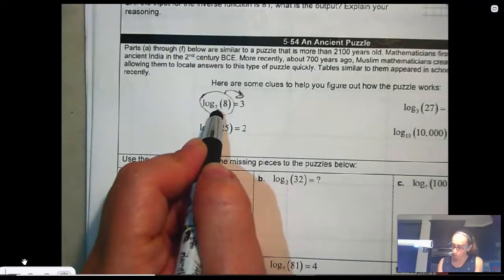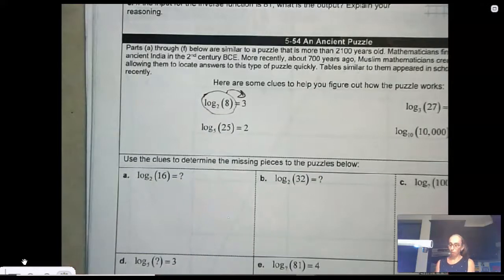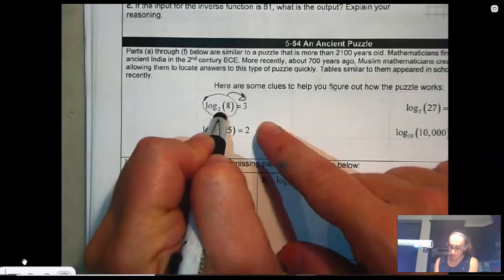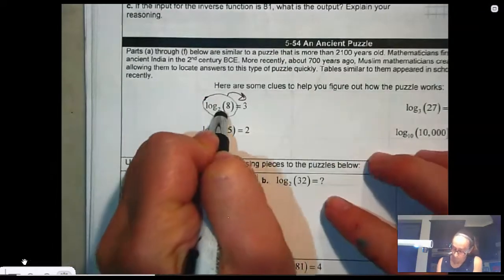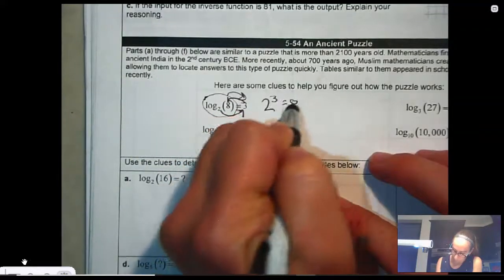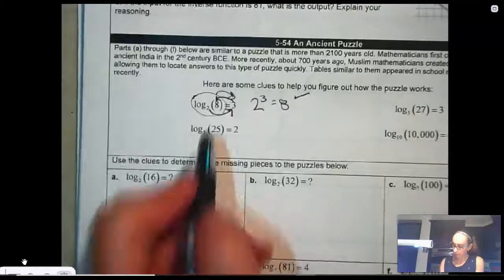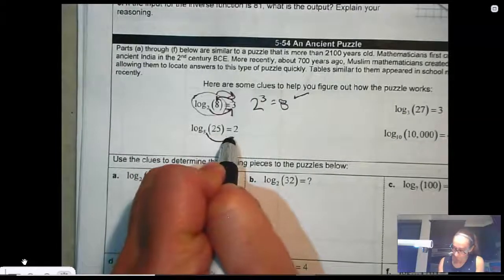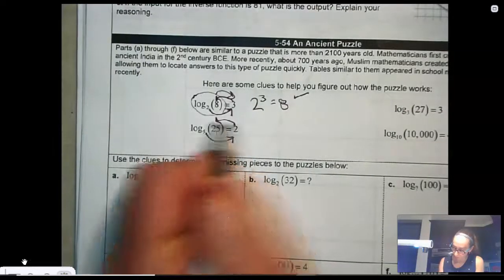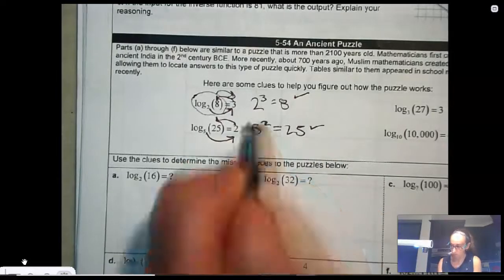So what I'm going to do is you're going to learn how to go from something called log form to exponential form. Okay? So if I was to rewrite this in exponential form, this would be 2 cubed equals 8. And I think you would agree that's true. If I was to rewrite this in exponential form, 5 squared equals 25. And I think you would agree that is correct.